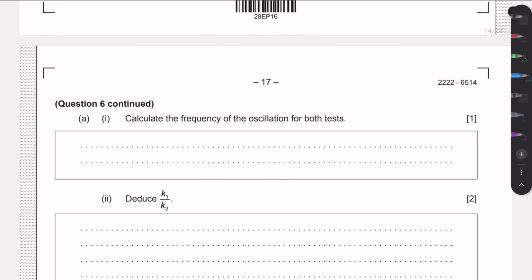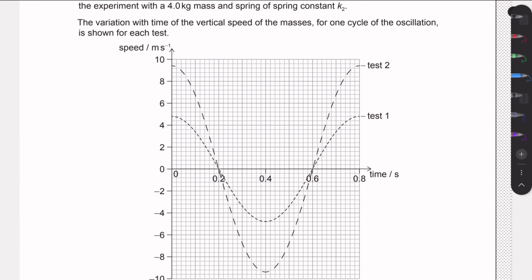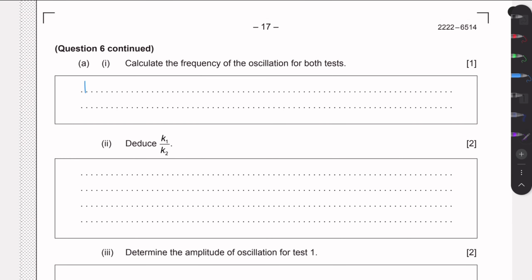Firstly, we need to calculate the frequency of the oscillation for both tests. Well, from this graph, we can see the period. The period will just be when the object returns to the same positive speed. As we can see for both tests, the period remained unchanged at 0.8 seconds. So from the graph, we can read off that T is equal to 0.8. And we know that the frequency is just 1 over the period. So 1 over 0.8 is equal to 1.25 hertz, or approximately 1.3 hertz.